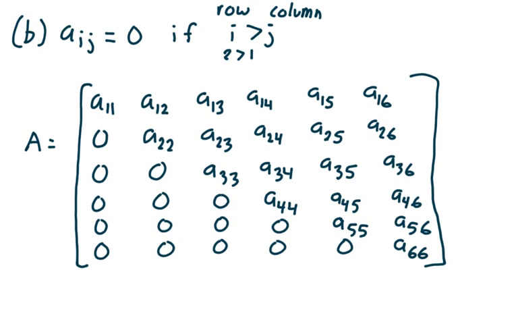Now, let's take a look at this one. Suppose we do part C. Suppose Aij equals 0 if i is less than j.